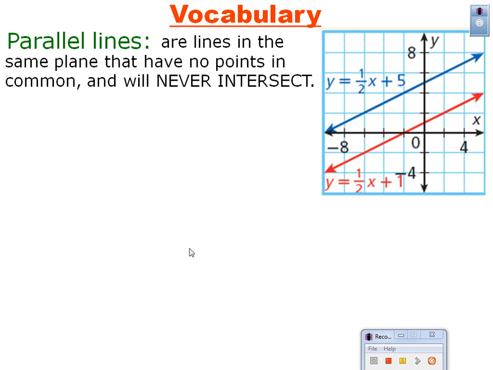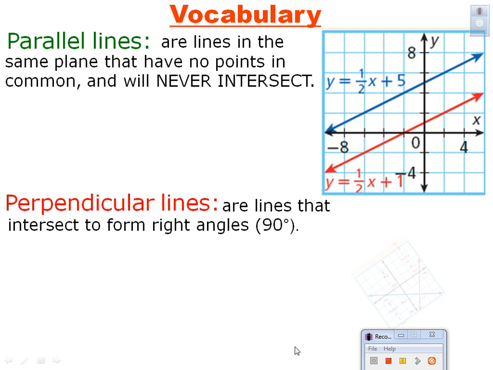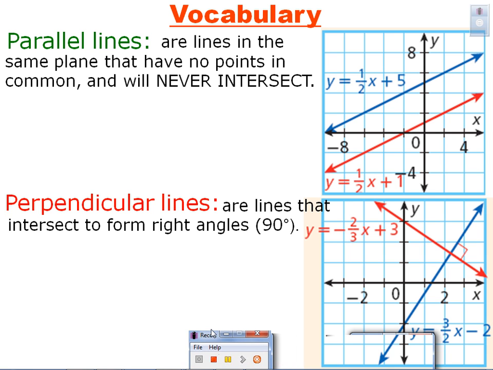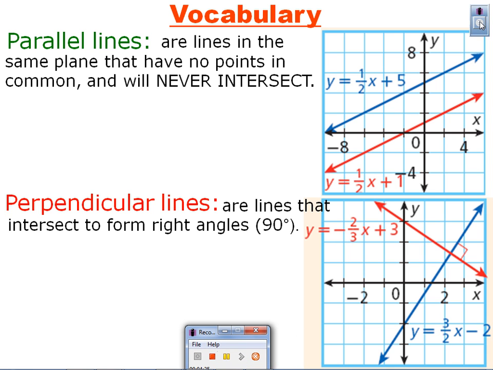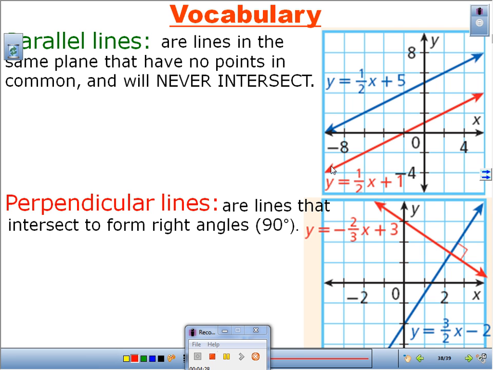Next, terminology: perpendicular lines are lines that intersect to form right angles, which are 90 degrees. That's still on the left side. And on the right side next to that, you're going to sketch the following graph. It should look something like that. So I'll go ahead and leave that up there. And for this one, the label 2 got cut off. All right, copy that, please.